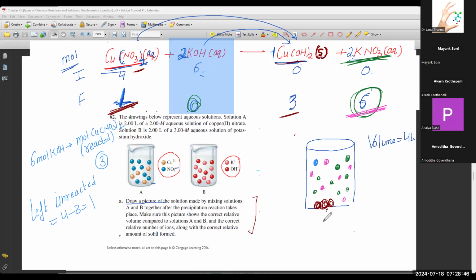Okay, now can you work out the concentration of K+, the concentration of your NO3- and the concentration of your Cu2+? You can always say the concentration of OH- is nearly 0. Okay, K+ is 6 divided by 4. NO3- is, how much is NO3-? 8 divided by 4. And Cu2+ is 1 divided by 4.